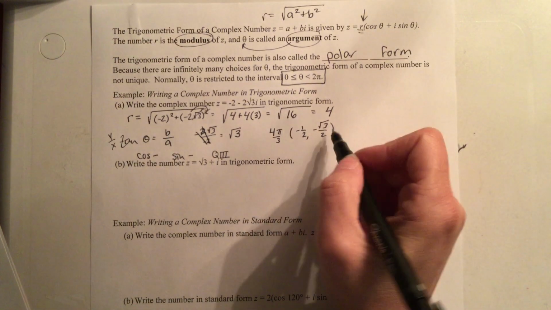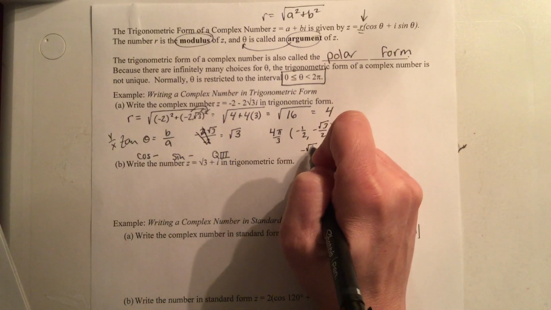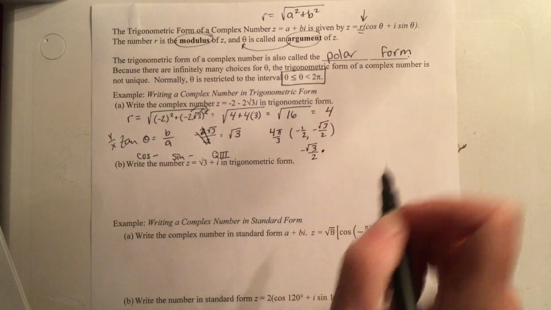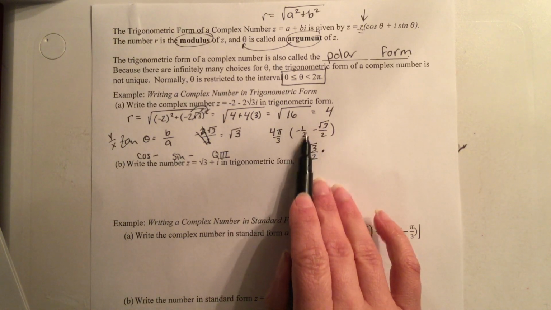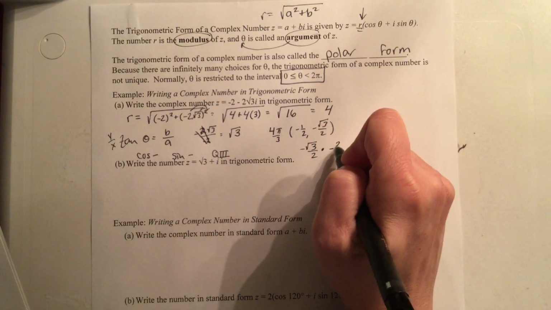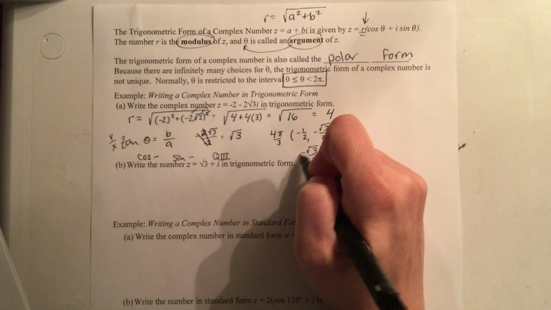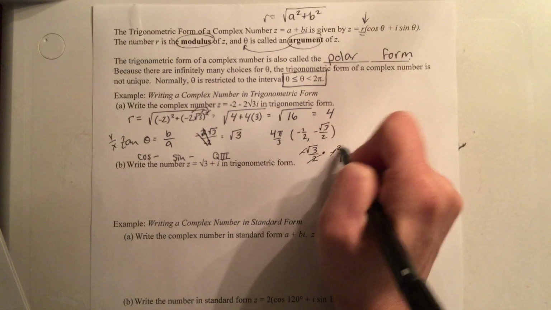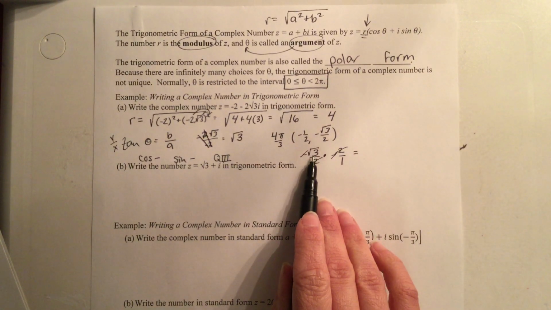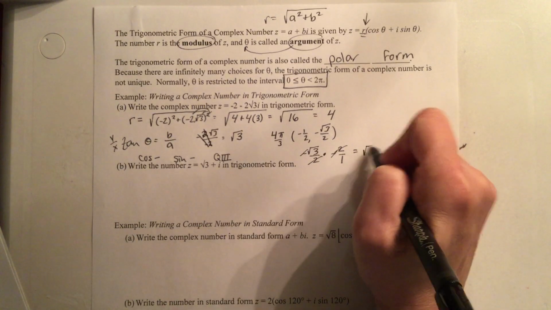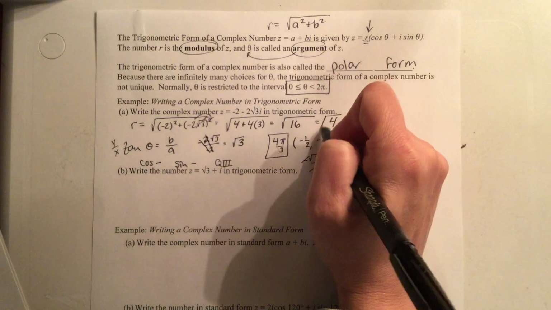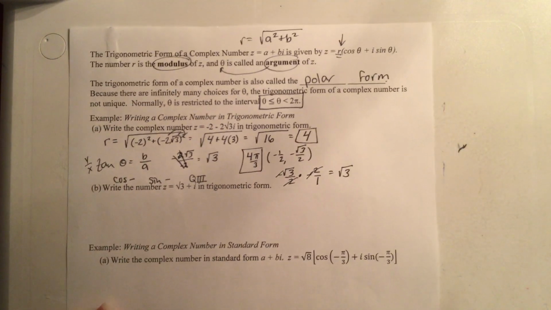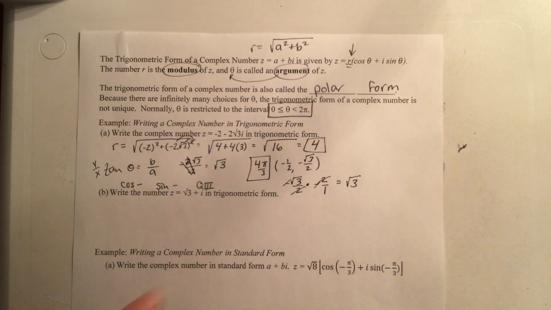The tangent is the y value, so negative square root of 3 over 2, divided by the x value, which is the same as multiplying by the reciprocal. So this would be -2 over 1. Negative cancels a negative, 2 cancels 2. What I end up with is the square root of 3 over 1. So this is my argument. This is my modulus.